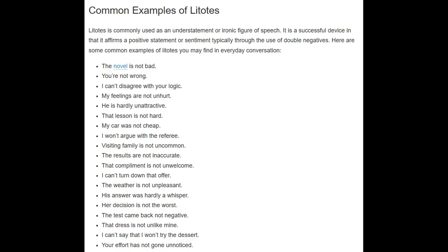So I downloaded this list of examples from literarydevices.net, and you can see the examples. The novel is not bad. So you're trying to say the novel is good, but you understate it by saying it's not bad. You're not wrong. In other words, you're right, but you're understating it. You're not wrong. The effect of the not wrong is to lessen the being right, or suggest that you're not actually quite right. So it's understating it.